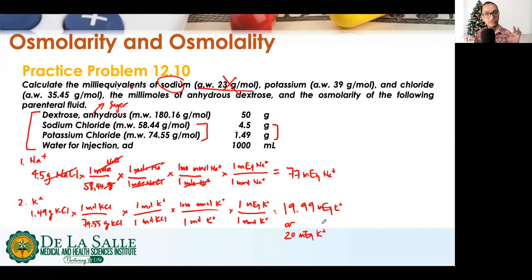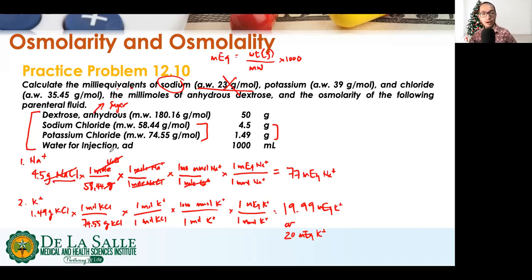Now, remember the formula that I gave you about MEQ. MEQ is equal to the weight of the substance divided by the gram molecular weight of the substance times 1,000. Notice, that's the same as what we did here. So the MEQ of sodium is the weight of the substance, 4.5, but it's sodium chloride.